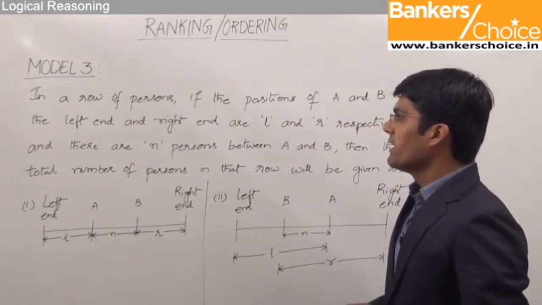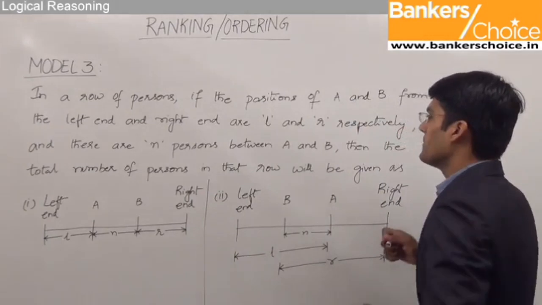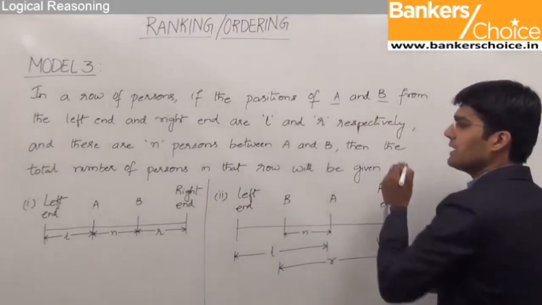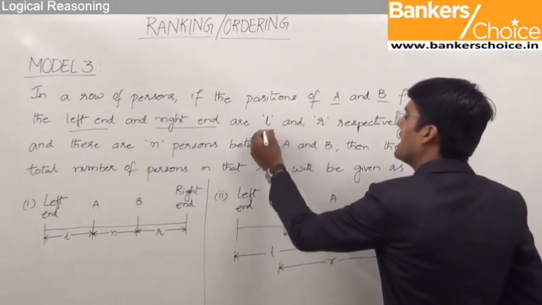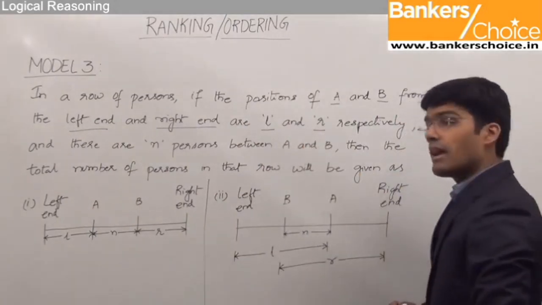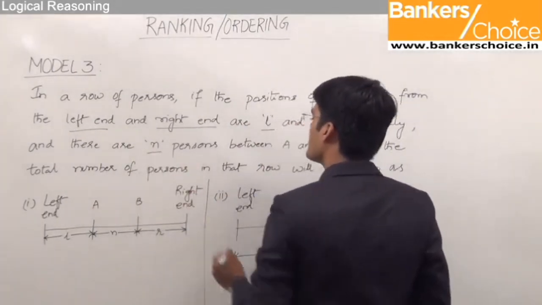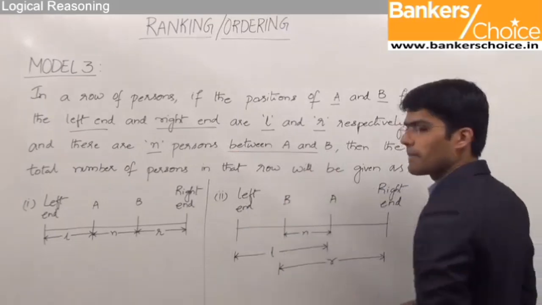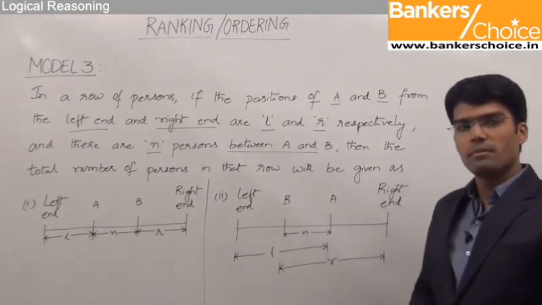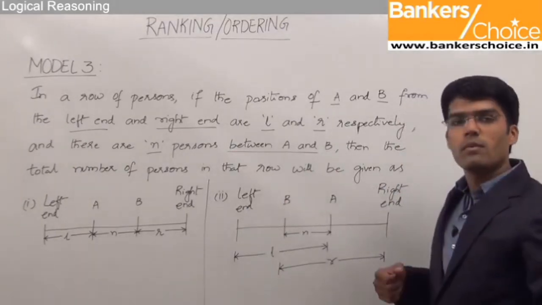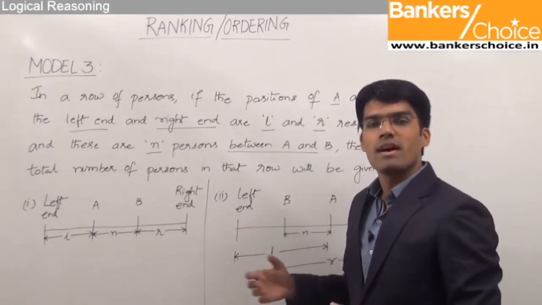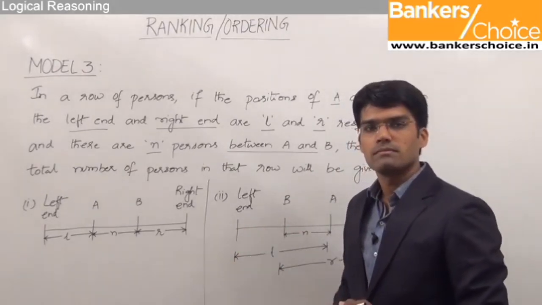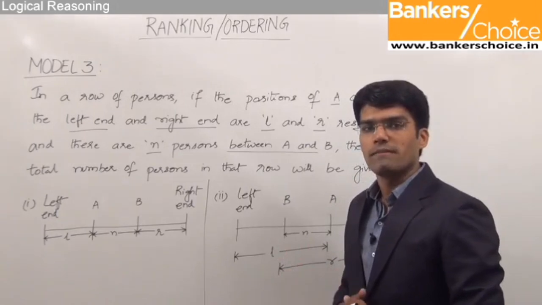The point here is, in a row of persons, if the positions of A and B from the left end and the right end are L and R respectively, and there are n persons between A and B, then the total number of persons in that row will be given as follows. Here, two answers are possible. Let us understand both of them.